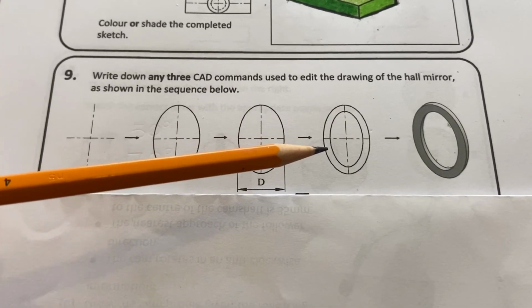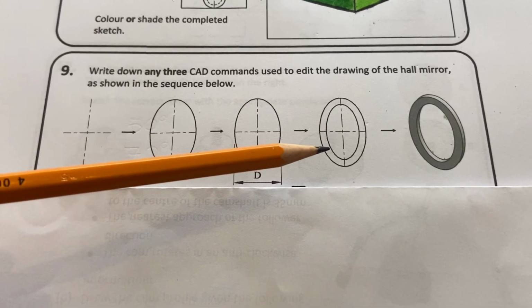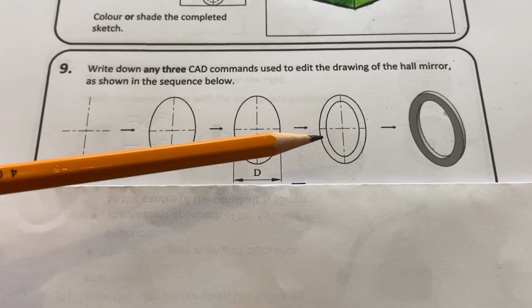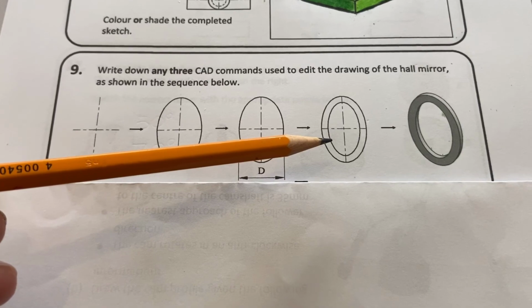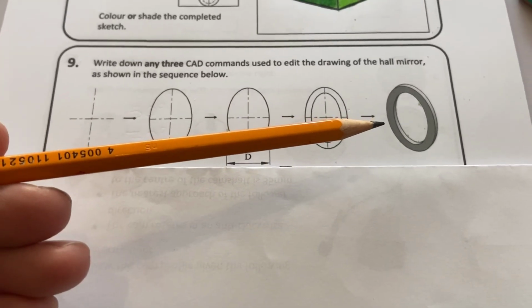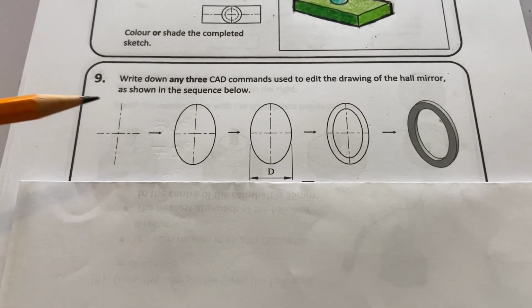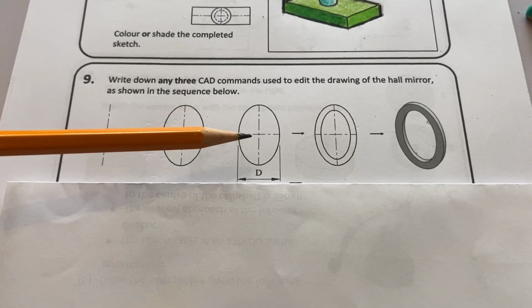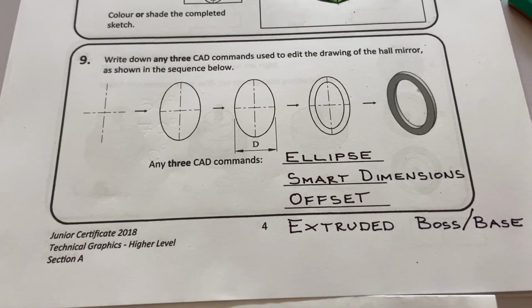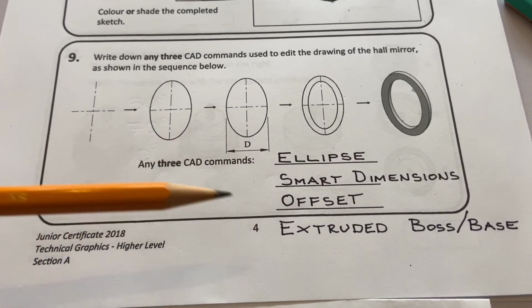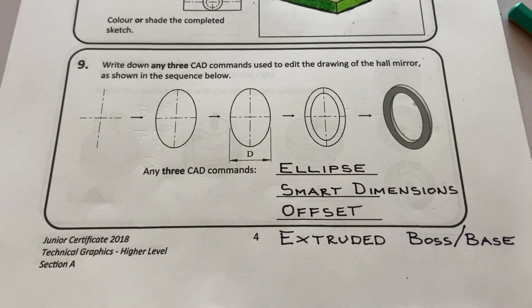When we move on to the next one, we can see there's a smaller ellipse to the inside of the outer ellipse. And the command to place a smaller one inside here is called offset. So we have offset the pattern from the original pattern to produce this smaller one. And then to turn it into 3 dimensions, the command is extrude boss base. So beginning here, we have ellipse, smart dimensions, offset, extrude boss base. And those are the commands that we fill in here. Ellipse, smart dimensions, offset, extrude boss base. That completes question 9.